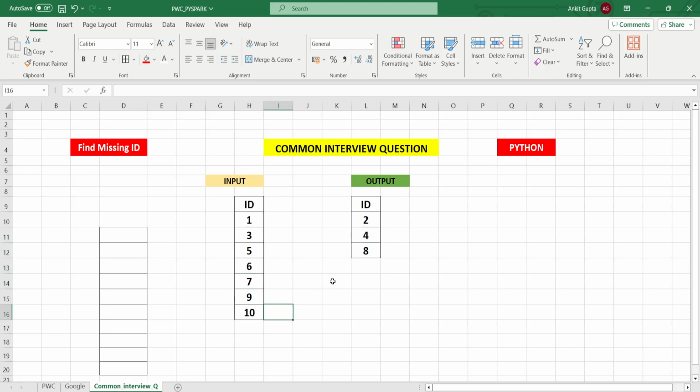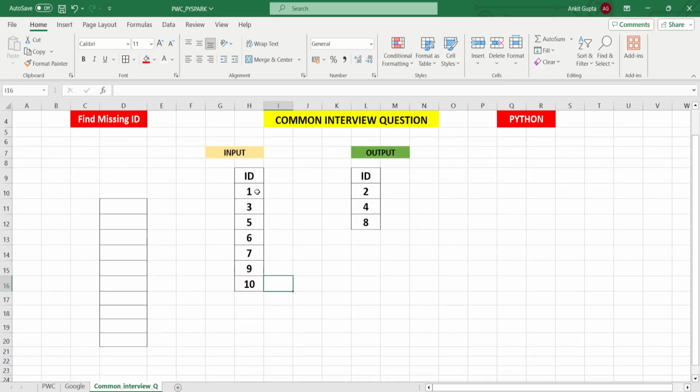So this problem can be asked in any interview, be it a SQL interview, PySpark interview, or Python interview. You can find the PySpark and SQL versions of the same problem in the description section. Today we will be solving this problem in Python, right? The approach is very simple.